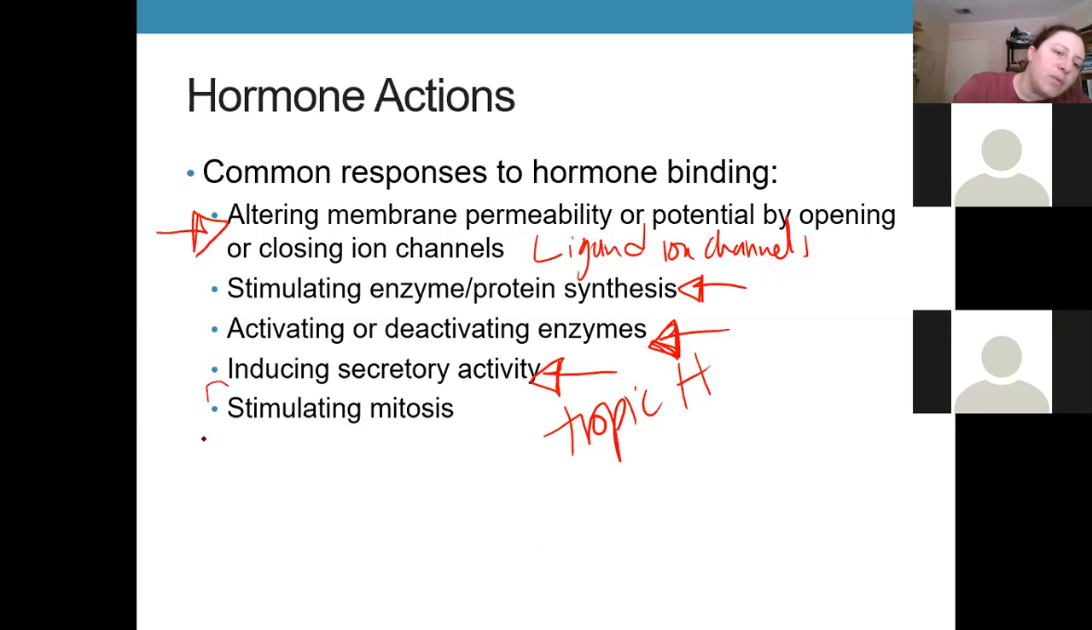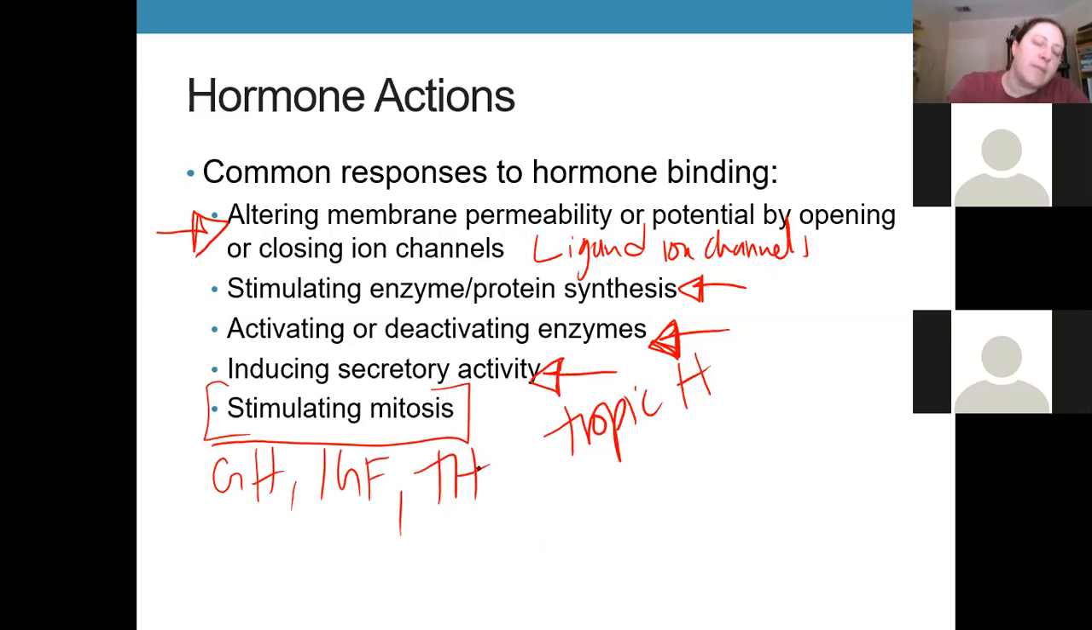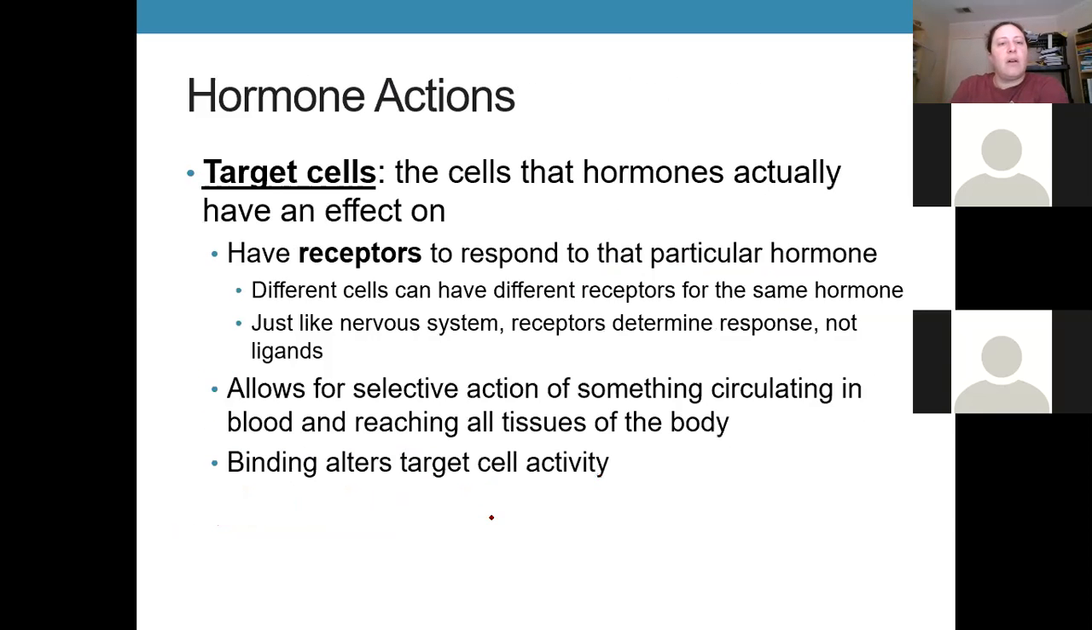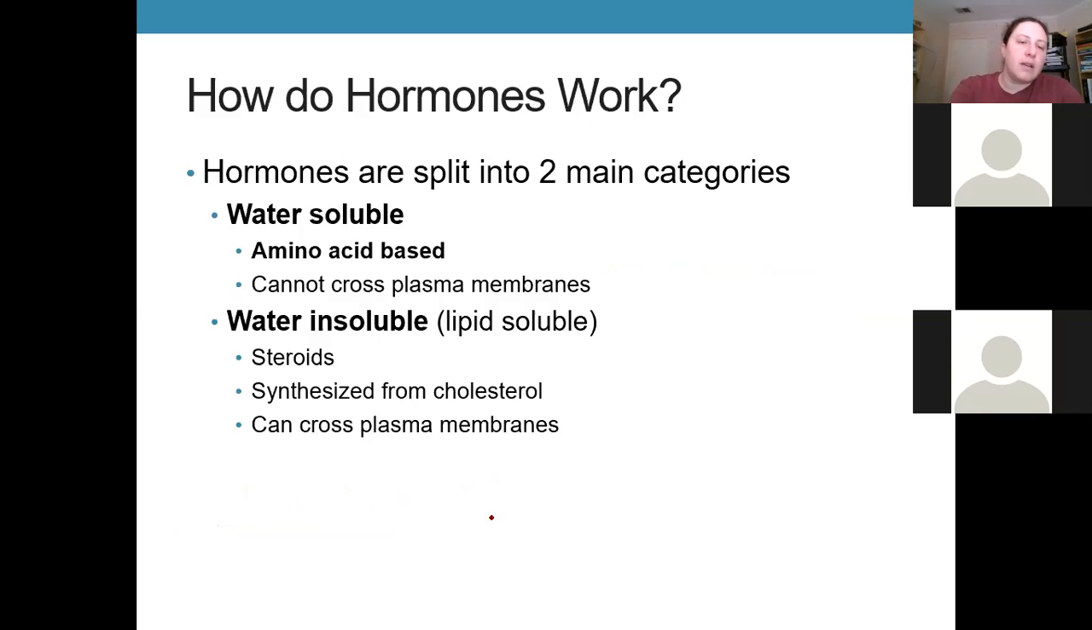And then when we have these hormones related to growth and development, sometimes they're stimulating mitosis. So we're encouraging cells in the cell cycle. Things like growth hormone, insulin-like growth factor, and thyroid hormone are potentially going to be stimulating some types of cells in the cell cycle, for example. But the details of what happens when a hormone binds to its receptor are beyond what we need to know.